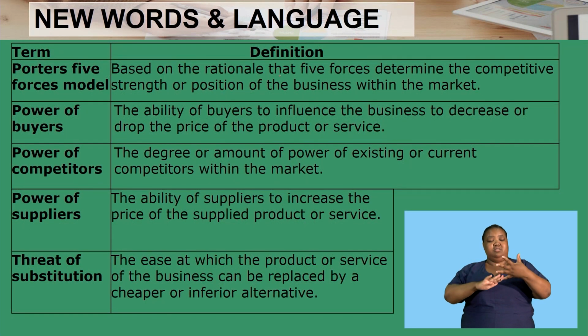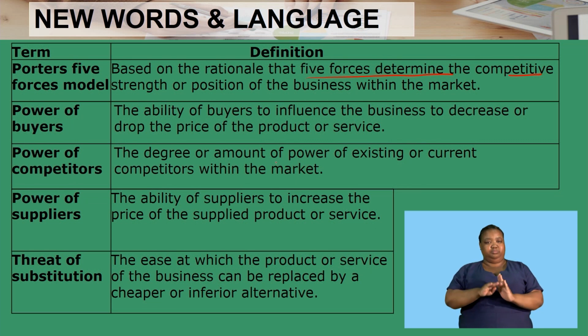Porter's 5 force model. It is based on the rationale that 5 forces determine the competitive strength or position of the business within the market. We've got power of buyers. This is the ability of buyers to influence the business to decrease or drop the price of the product or service. We've got the power of competitors. It's the degree or amount of power of existing or current competitors within the market. You've got the power of suppliers. This is the ability of suppliers to increase the price of the supplied product or service.